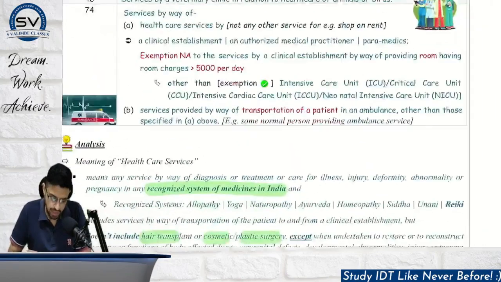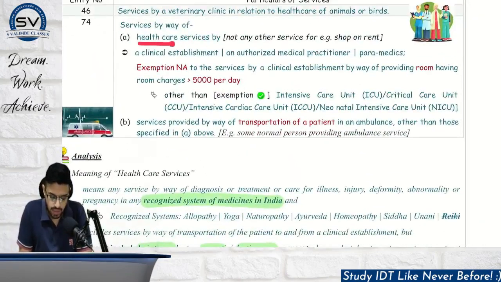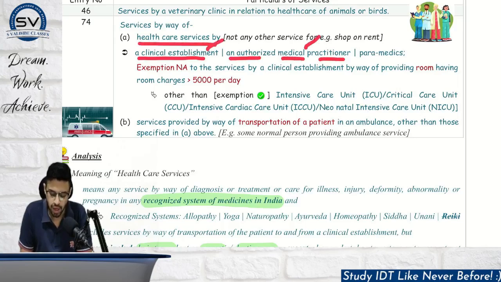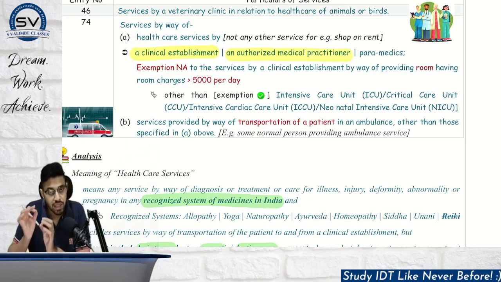Okay, now let's first see ahead. These healthcare services are provided by a clinical establishment or an authorized medical practitioner or paramedics, right? Clinical establishment, we already saw the meaning of it, the hospital or clinic. Authorized medical practitioner means registered doctors, registered nurses, registered people, right? And paramedics means the nursing and the support staff.